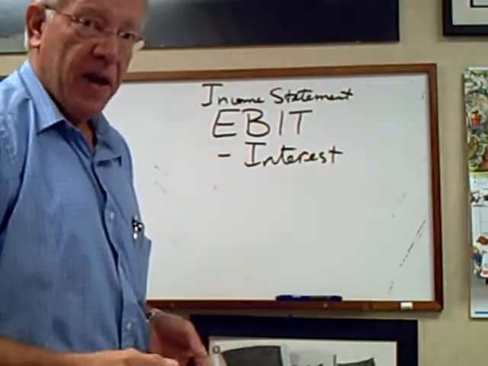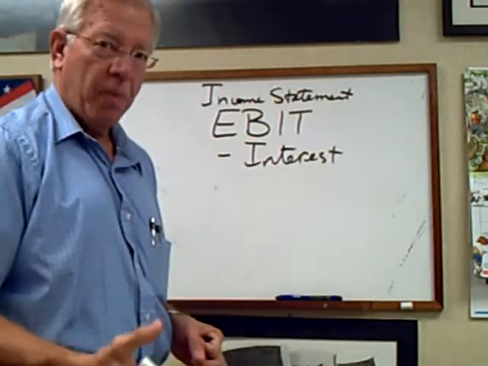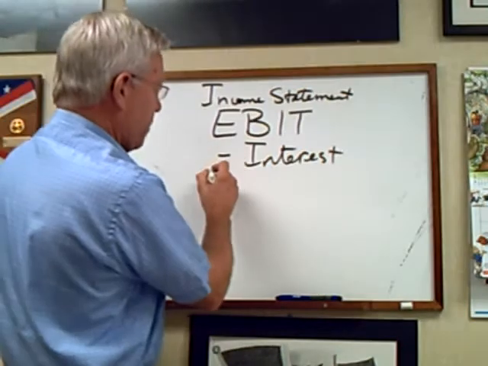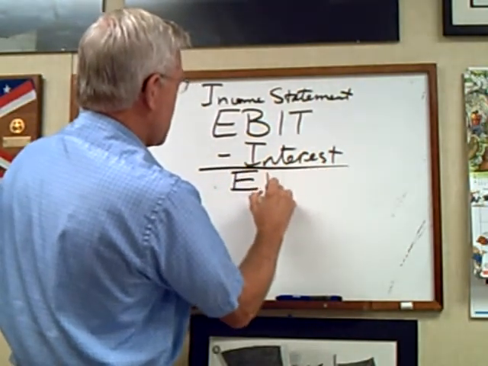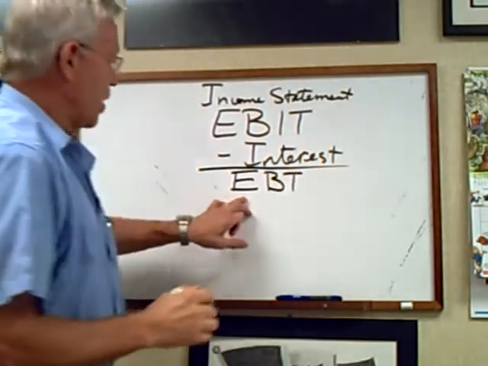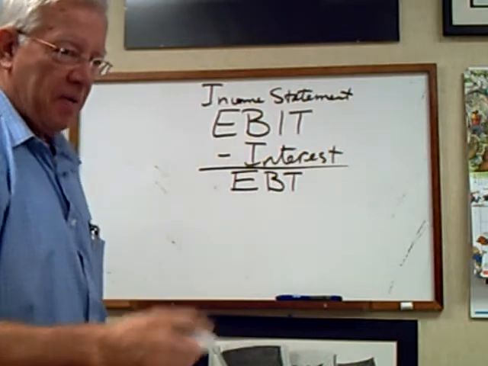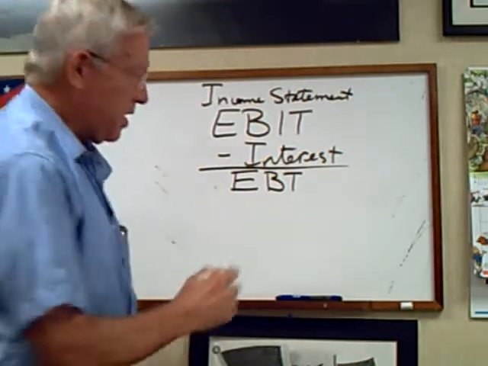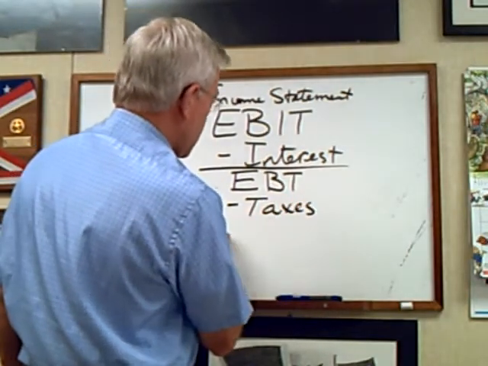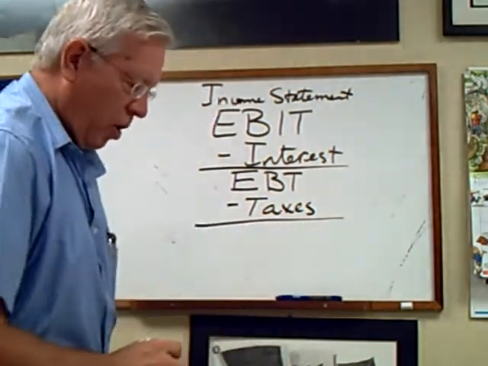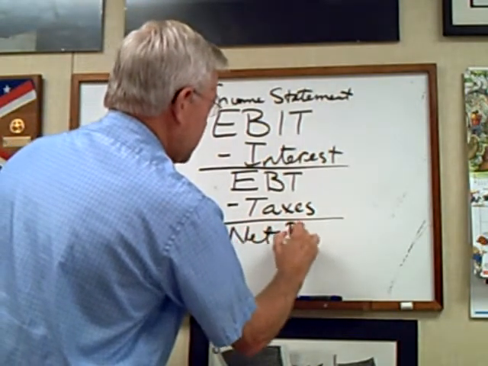Interest, of course, is your financing cost, the cost of getting the loans from the banks or the bondholders. And so we got to pay some interest. And this gives us EBT, or earnings before taxes. And then Uncle Sam and Uncle Harry, the state guy, they come in and we start paying our taxes, giving us what we call net profit.